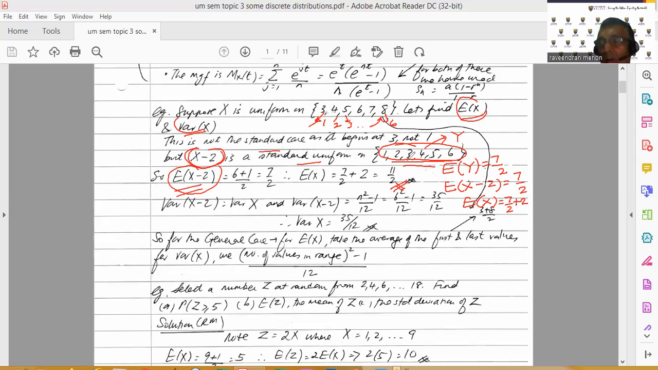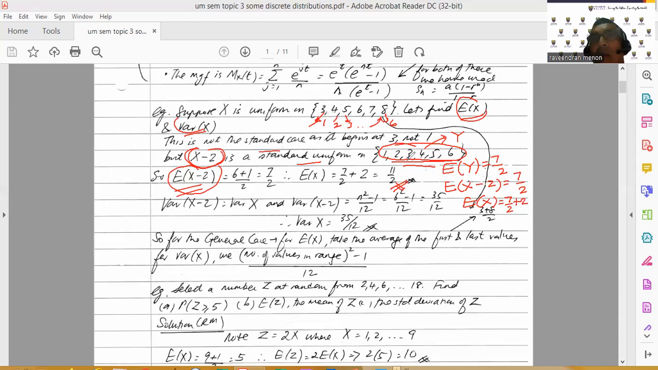Let me say that again. Quickly go through this example. We are given a random variable x, and we are told it's uniform. Uniform on what? 3, 4, 5, 6, 7, and 8. That's the random variable x. And we're trying to find what? The expected value of x.